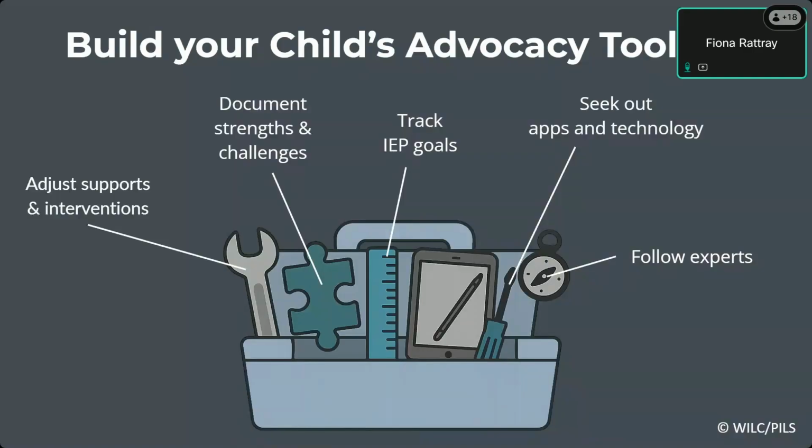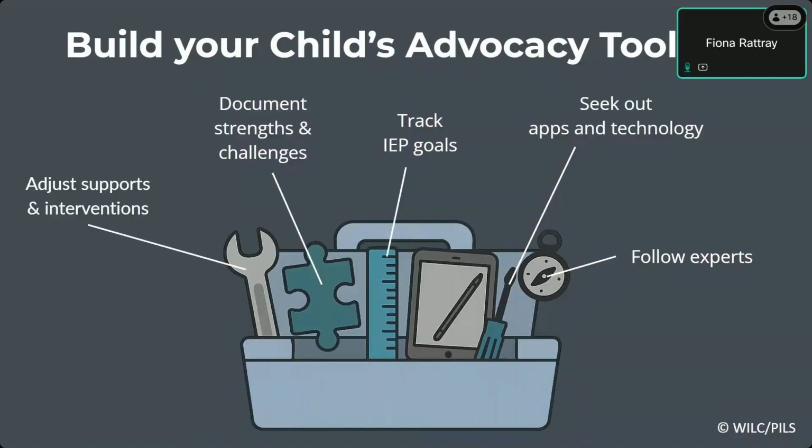The next thing to have in the toolbox is that knowledge that supports and interventions can be adjusted. So if something isn't working, it doesn't mean your child is failing necessarily. It might mean that the support that they're getting needs to be fine-tuned. So maybe they need an additional accommodation. Maybe they need individualized occupational therapy instead of group occupational therapy. Maybe the goal needs to be changed slightly on their IEP.